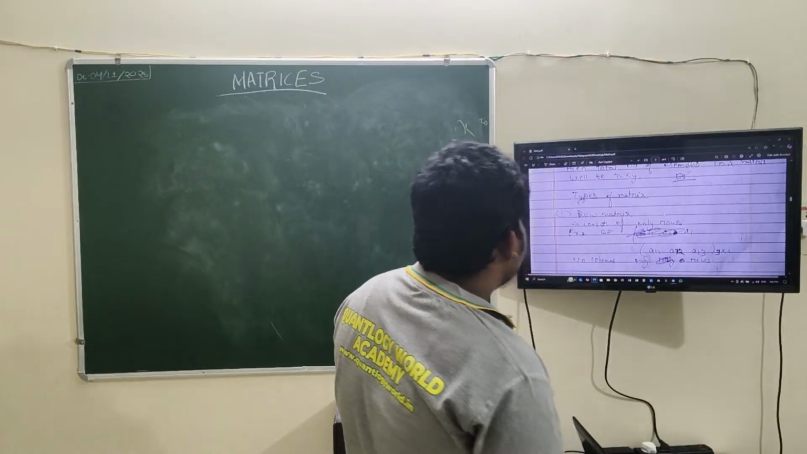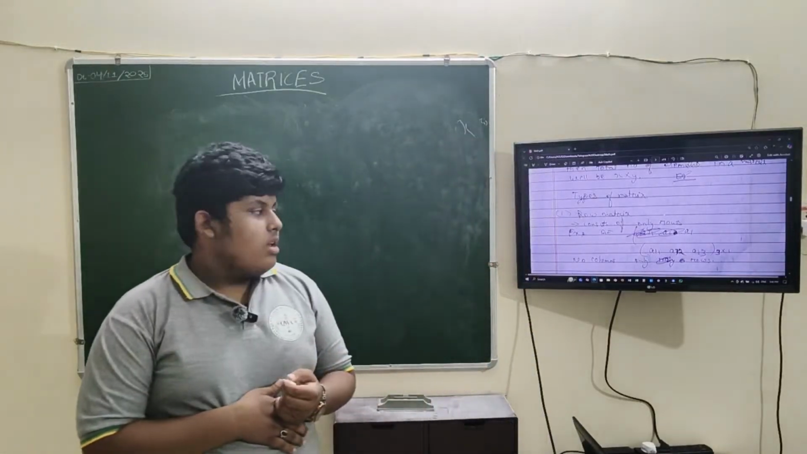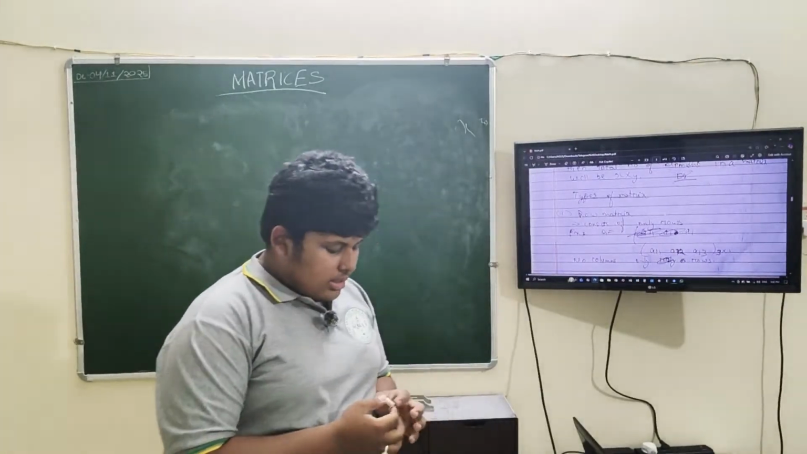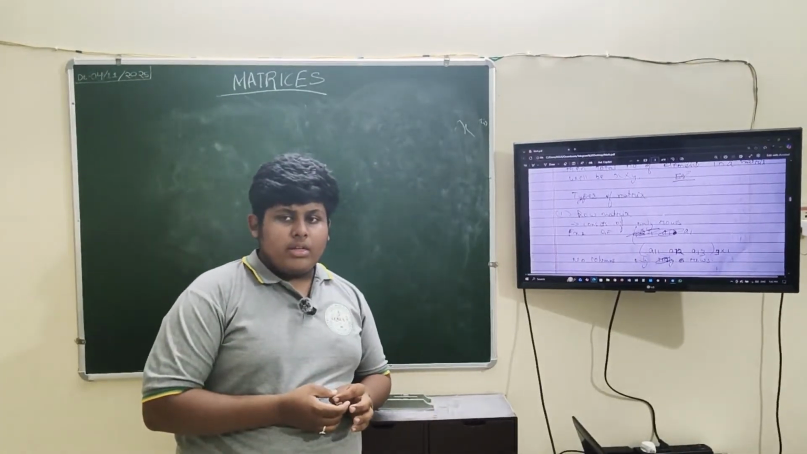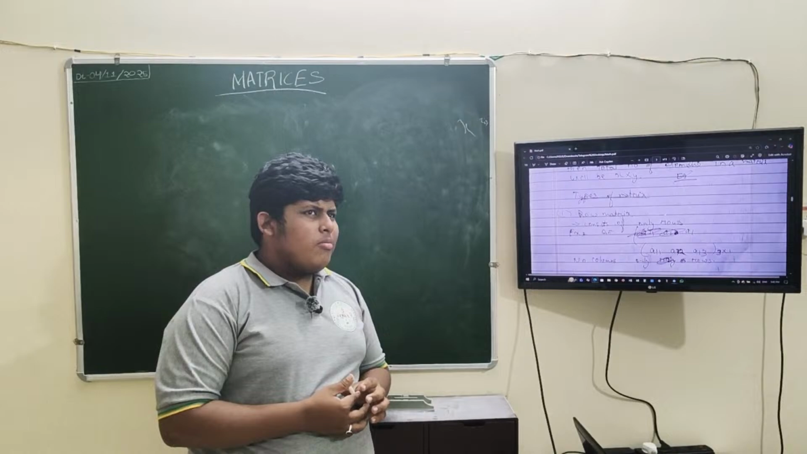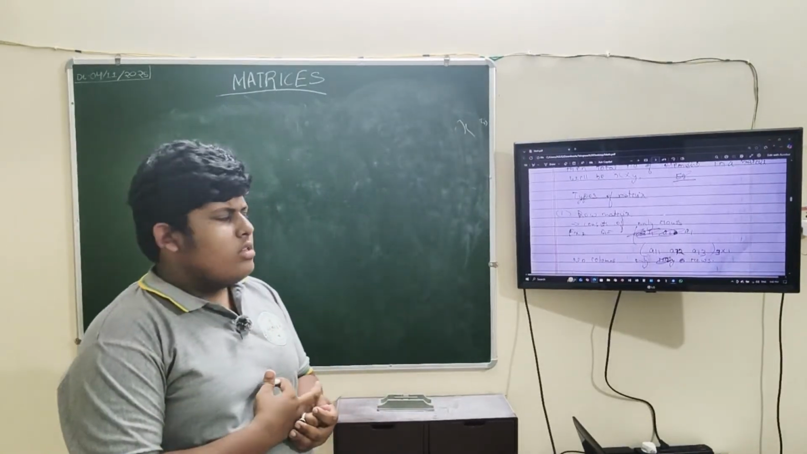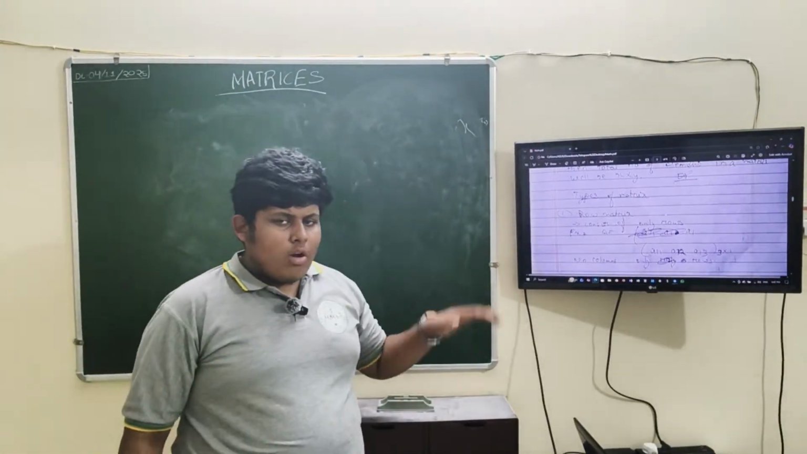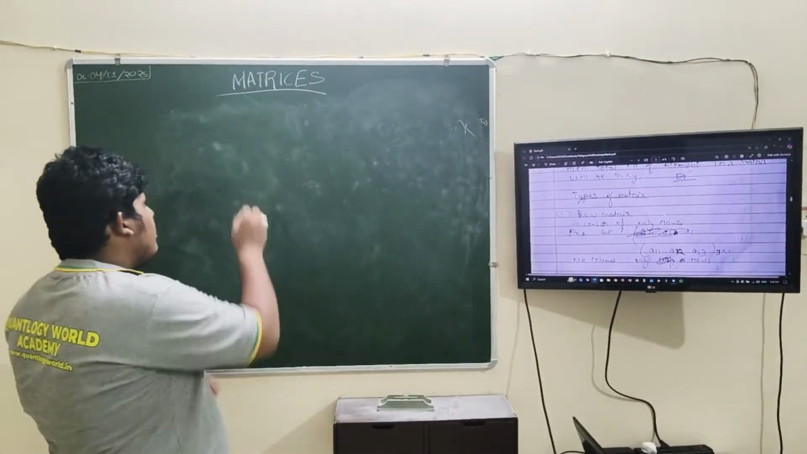Next is the most important part of our class, which is types of matrix. In this class we will learn the various types of matrix. There are minimum 7 to 9 types of matrices we will study. This is the main part of our class. So let's start with the types of matrix.